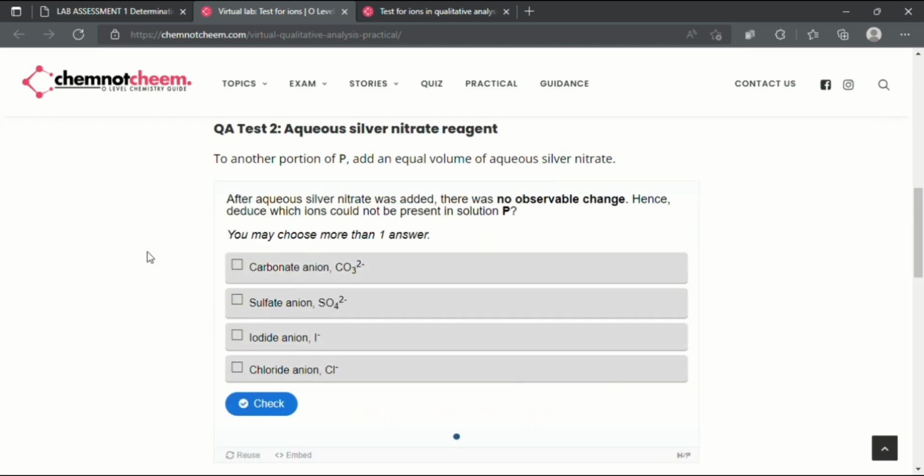Next is test 2, aqueous silver nitrate reagent. After aqueous silver nitrate was added, there was no observable change. Hence, deduce which ions could not be present in solution P.